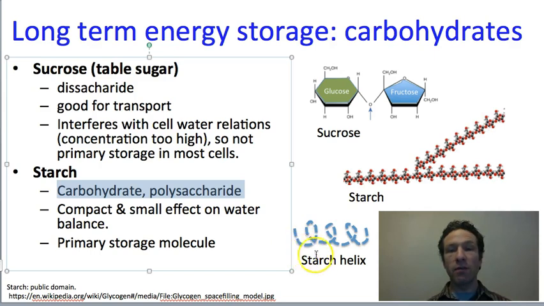Because starch can form this helical shape, it is compact. And because it compacts, it's going to interact less with water in the cell. As a result, it will have less of an effect on water balance in the cell than would sucrose. For these reasons, most plants use starch as their primary storage molecule.